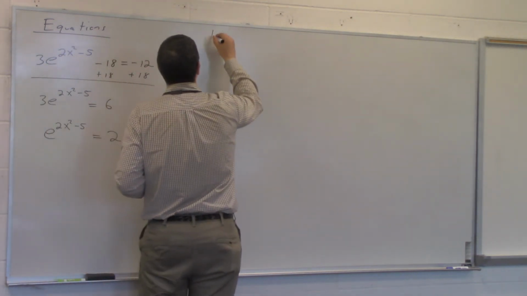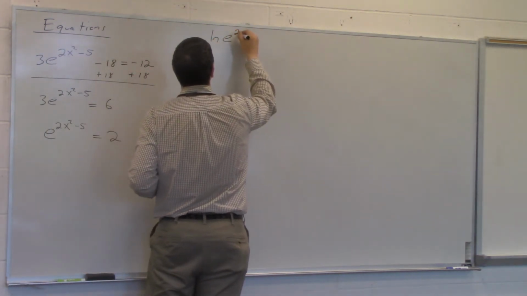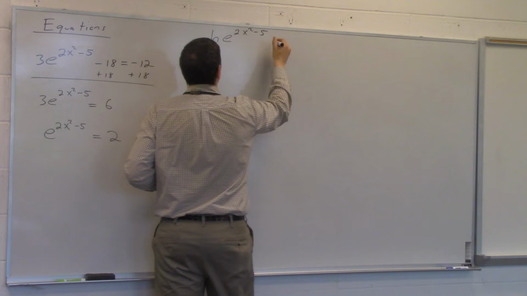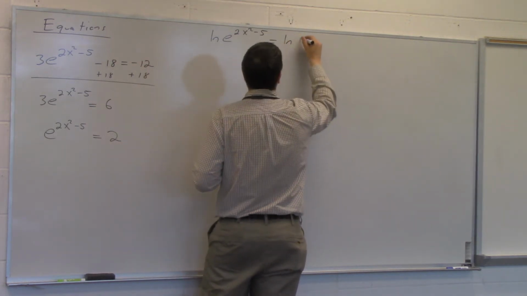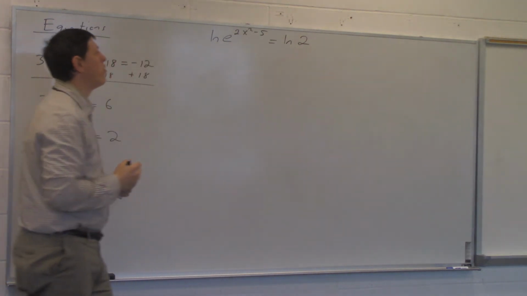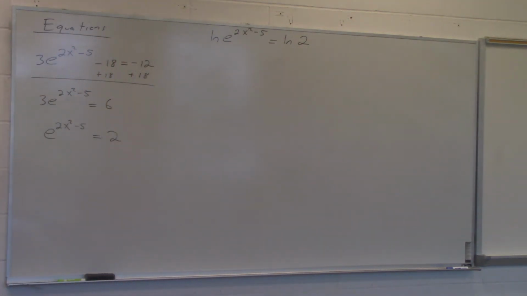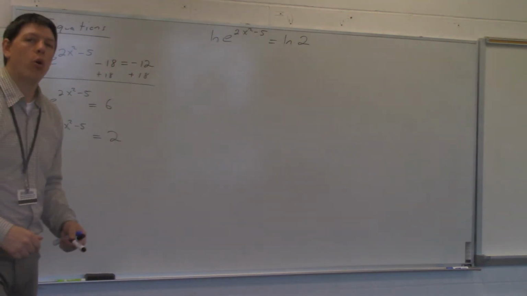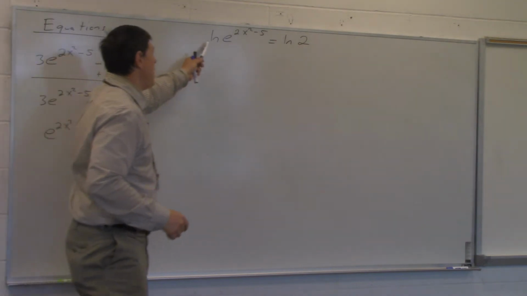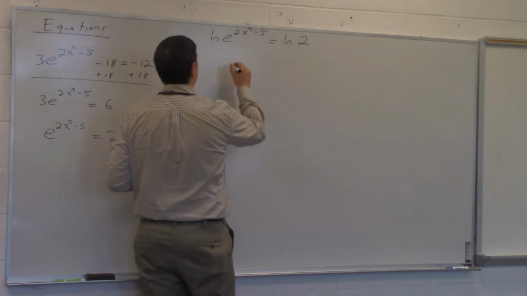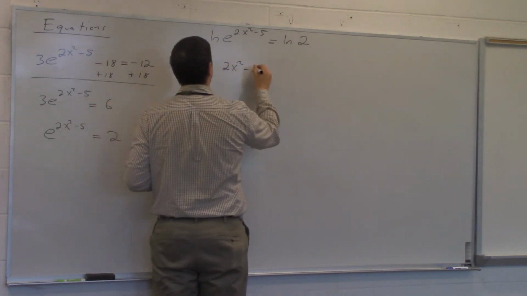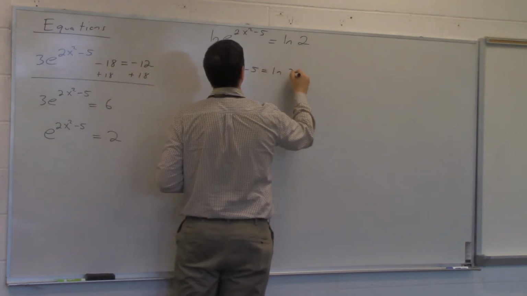So we're going to get the natural log of e to the 2x squared minus 5 is going to be equal to the natural log of 2. So we still take the log of both sides. This time we're just taking the natural log. I call it the log. Ln of e to something to a power just becomes the something. So we get 2x squared minus 5 equals ln 2.